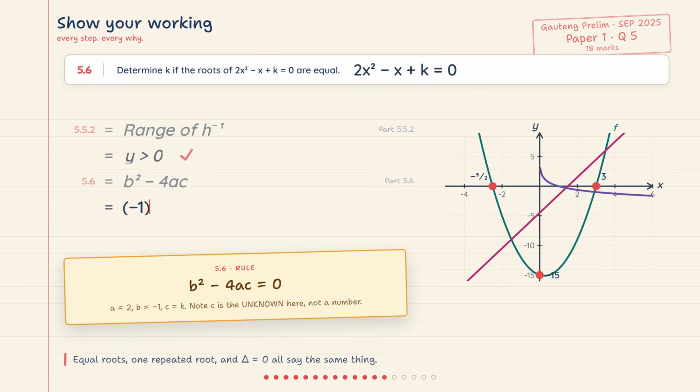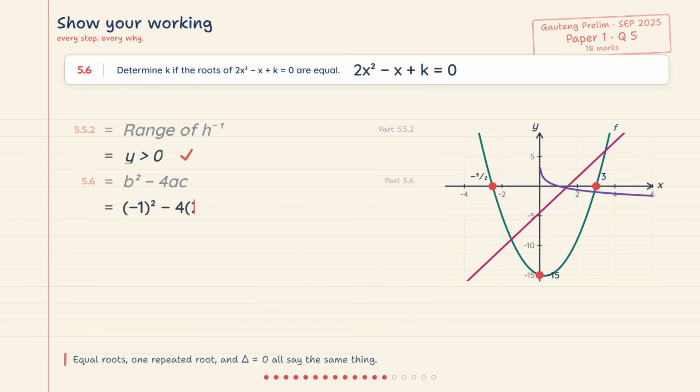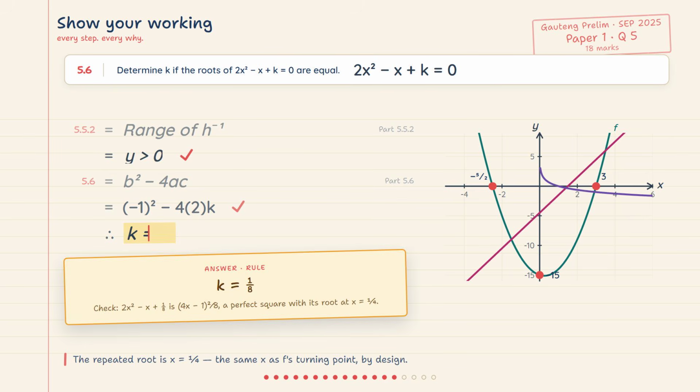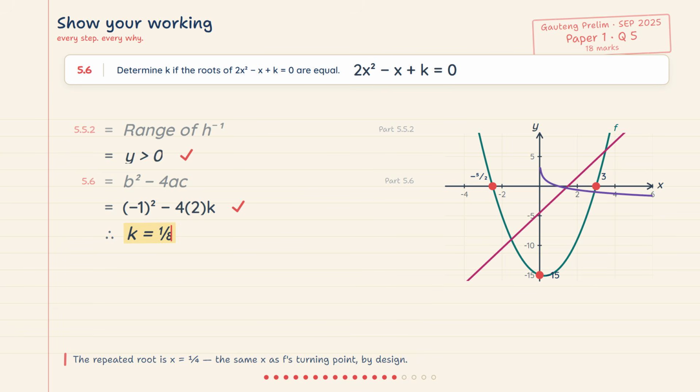Equal roots is a discriminant statement. b squared minus 4ac equals 0. The only twist is that c is the letter you are solving for rather than a number. A is 2, b is minus 1, c is k. Minus 1 squared is 1, squaring kills the sign, and minus 4 times 2 times k is minus 8k. Set it to 0. 1 minus 8k is 0, so 8k is 1 and k is an eighth.